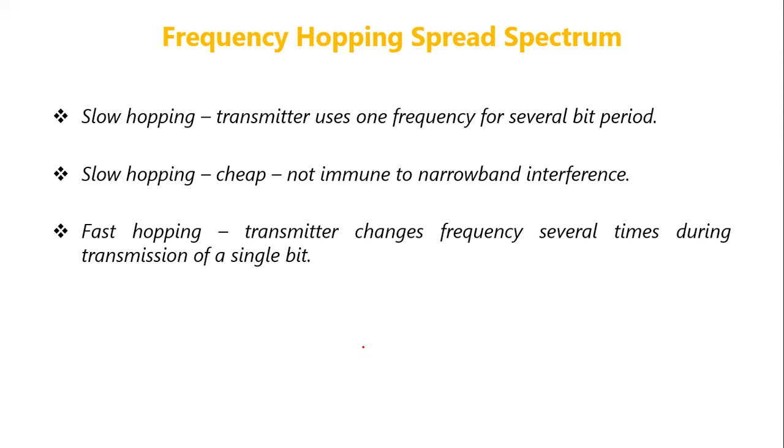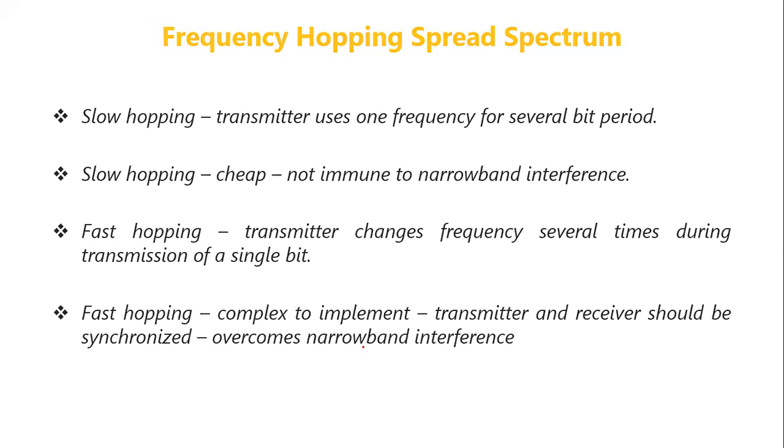The next technique is fast hopping. With fast hopping, the transmitter and the receiver will change the frequency several times during the transmission of a single bit. In slow hopping, the transmitter uses only one frequency for several bit periods, whereas in fast hopping, the transmitter changes frequency several times during the transmission of a single bit. During the time required to transmit one bit, the transmitter will change frequency several times.